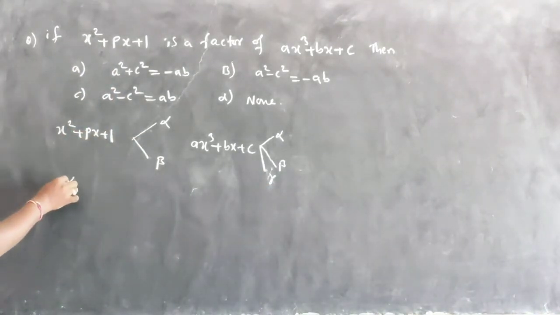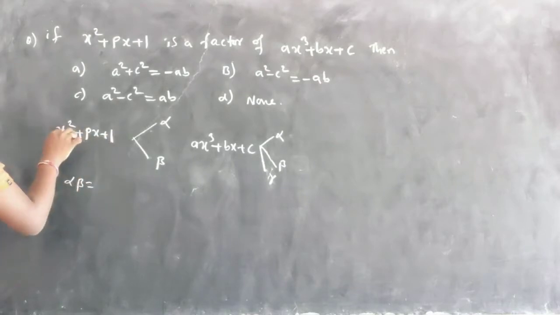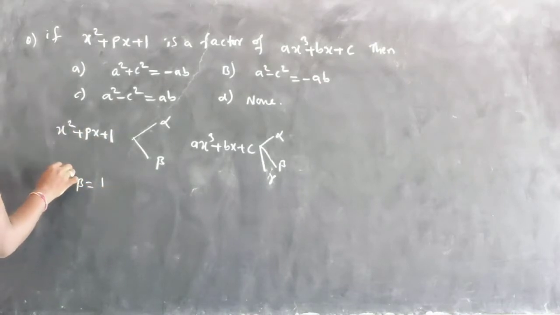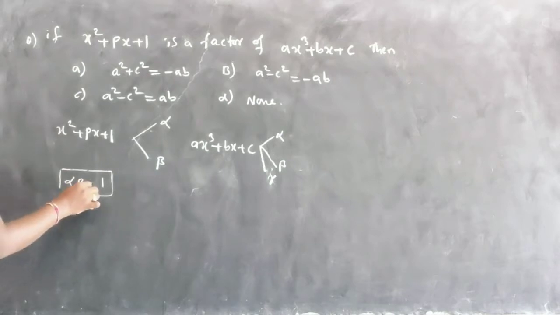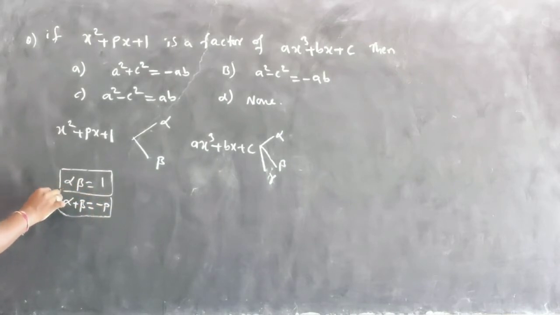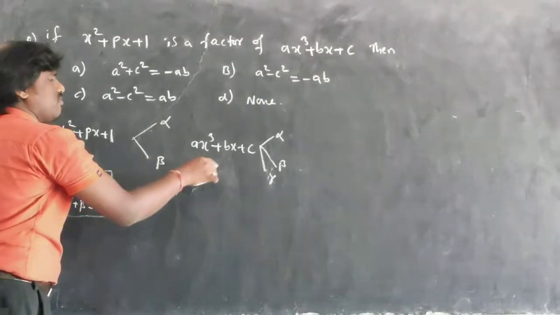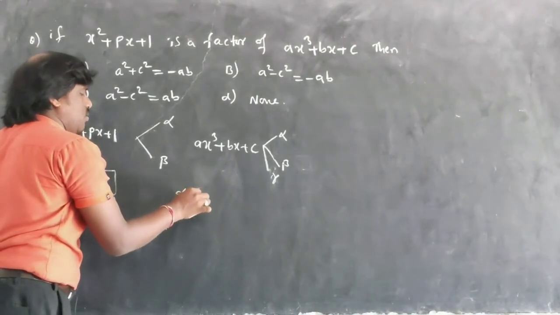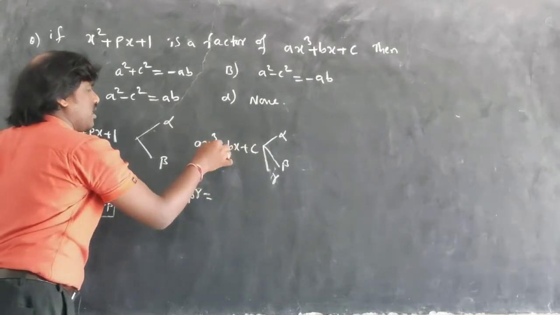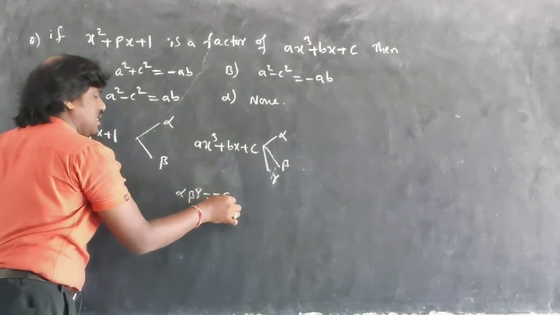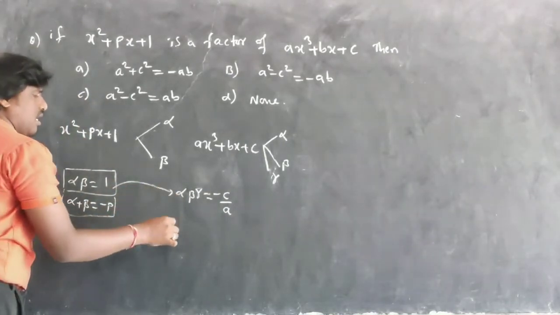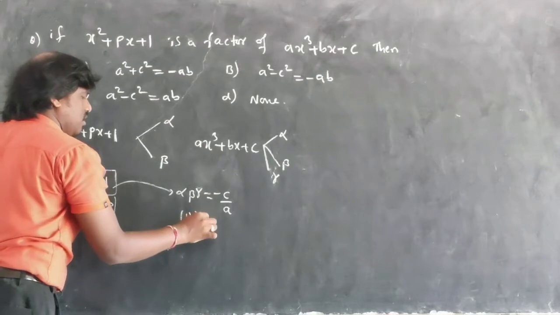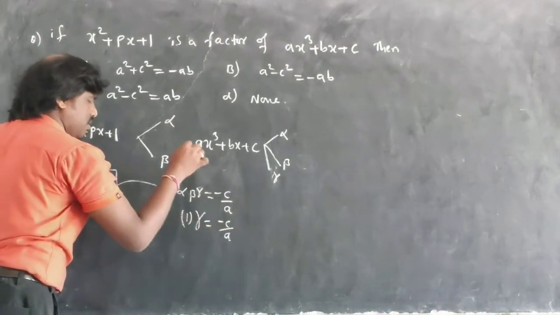Now what do you get here? Product of the roots from here, I get c by a, that is 1 by 1, that is 1. So product of the roots alpha into beta is equal to 1 here. And sum of the roots is not necessary here. Sum of the roots is minus p, but we won't use this one. Now from the cubic, product of the roots alpha into beta into gamma is equal to minus c by a. And alpha into beta value here we got 1, so I can replace it: 1 into gamma is equal to minus c by a.